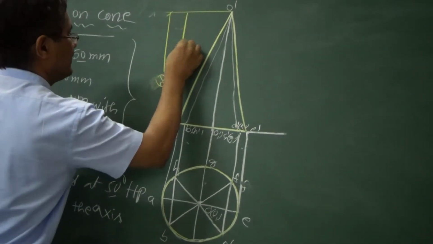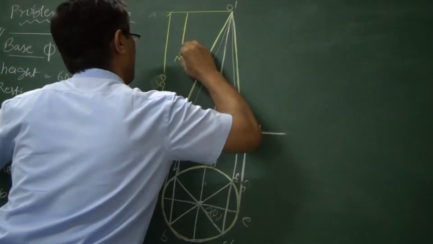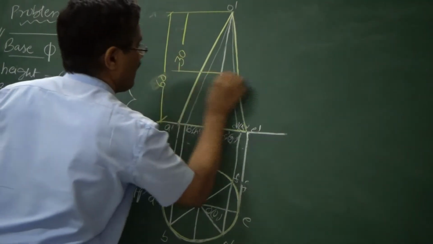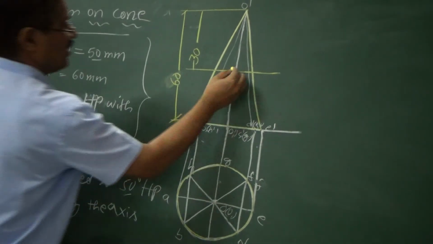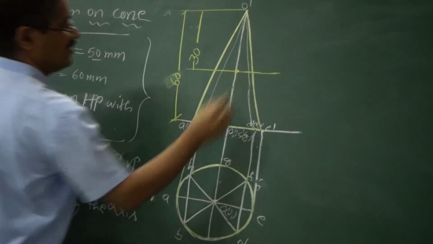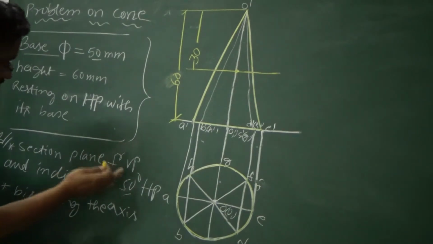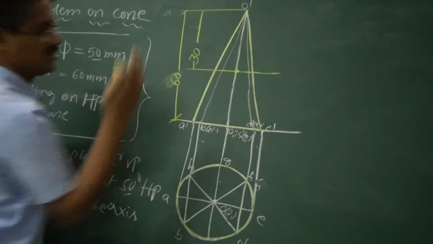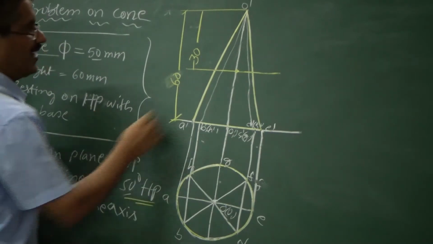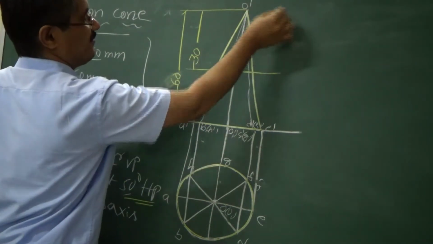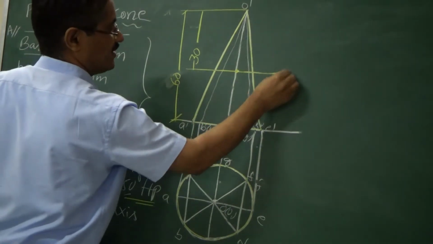Mid height is 30. Somewhere like this we get. So the axis point is this now. From where we have to pass our section plane, but in such a way that it is 50 degrees to the HP, not to the axis. If it is to the axis, we will measure from this side. If it is to the HP, we will measure from this side.